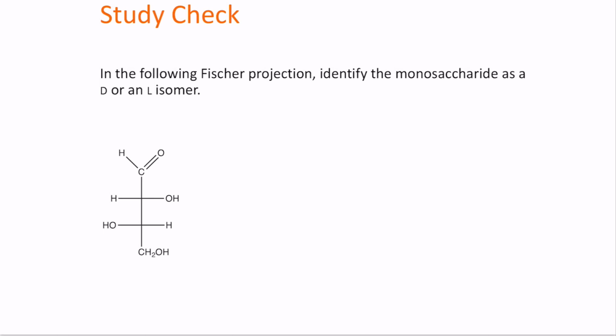So use the principles that we learned about the Fischer projection. Pause the video right here and try to identify whether it is a D or an L isomer, and try to name the compound as well.